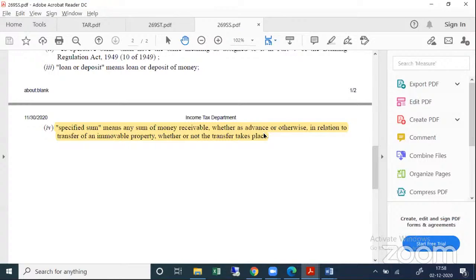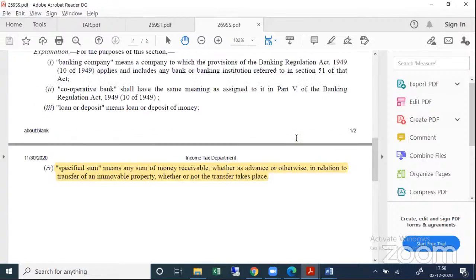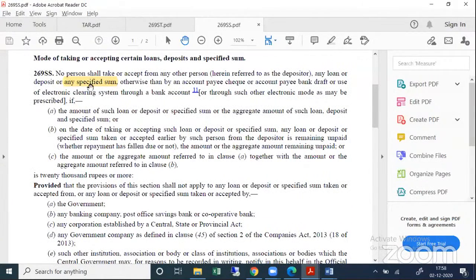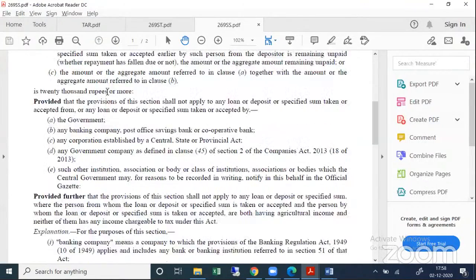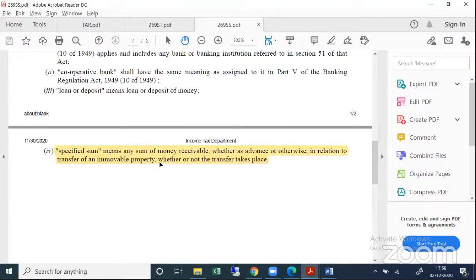Now let us assume that I am a builder and I have received an advance for some property, for any consideration exceeding 20,000 rupees in cash. Since a specified sum has been mentioned, and specified sum talks about any advance in relation to transfer of an immovable property, whether or not transfer takes place. So the transfer has not yet taken place, and I have received an advance for a flat. Will section 269SS be triggered? Say I have complied with all the compliances I had to, but I have received, say, 50 lakh rupees in cash. Section 269SS in my view is still triggered.